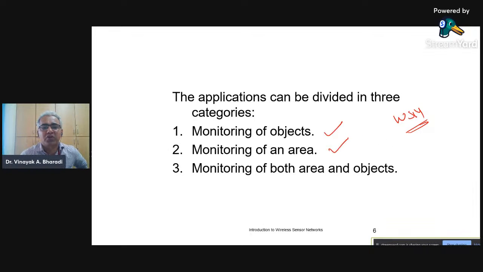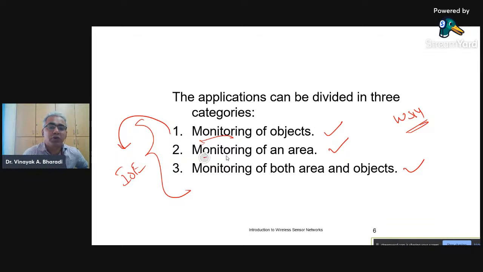So yes, the applications of WSNs you can see: monitoring of an object, monitoring of an area, monitoring of both area and object. These are the applications. Similarly, in the case of IoE, monitoring the object, and when a specific object comes, push that to the internet. You have to write the program. Monitoring of an area for pressure, temperature, humidity, and environmental monitoring are kinds of things. There are many such applications.